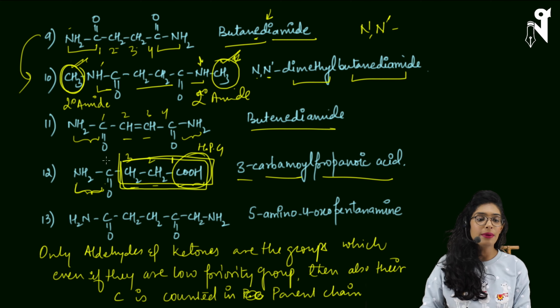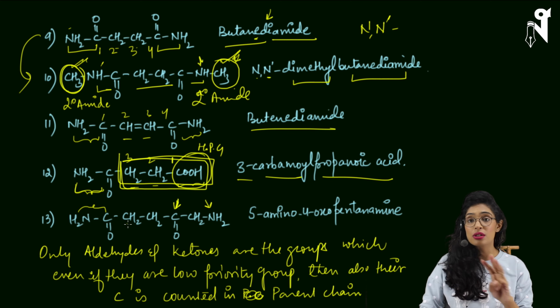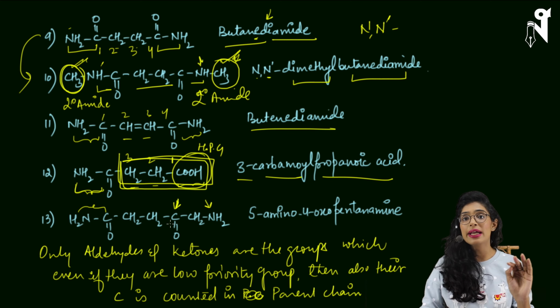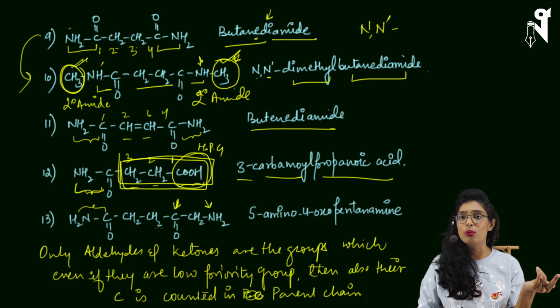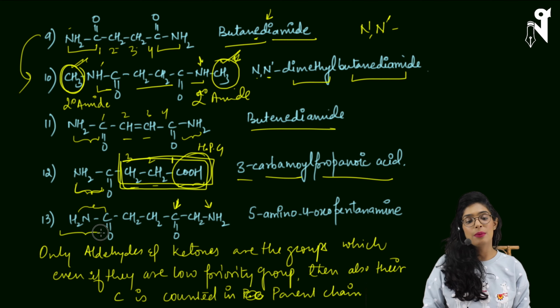Now look at the next example. I have an amide over here, and then I have a ketone over here, and I have an amine over here. Three functional groups I have: one is ketone, one is amide, and one is amine. So we have to figure out which one is the higher priority group. We know that the amide group is the higher priority group, so this will be my principal carbon chain.